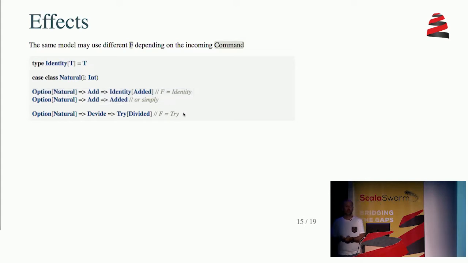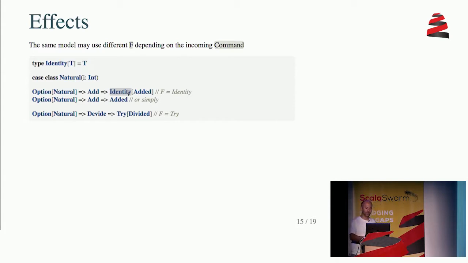I can always add a number on a natural number. Also considering that we never go over the max integer value. This is just for demo purpose, okay? So that command handler just uses Identity, while this other command handler may fail. I never know if I can divide a number and get another integer number without losing precision. So for that command, I could say this will give me a failure if I lose precision on the division, or if I try to divide by zero, for instance. So that's the reason why you should have an F. Of course, when you build your own CQRS framework, you can choose, well, I will always use a Try. That's a valid thing to do.